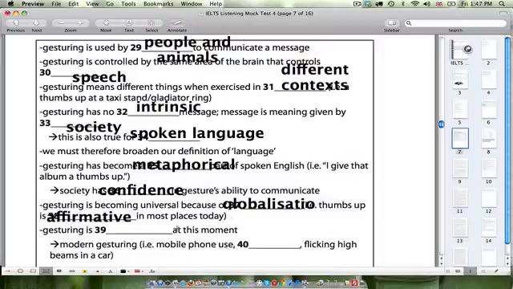Gesturing is at this moment. And she says it's evolving at this moment. Modern gesturing, so then she gives 3 examples: mobile phone use, flicking high beams in a car. The middle one was emoticons, like we see on the internet.